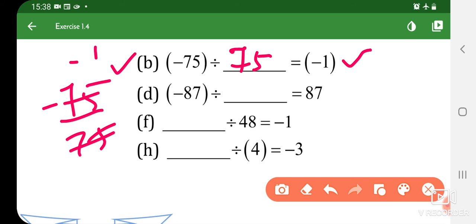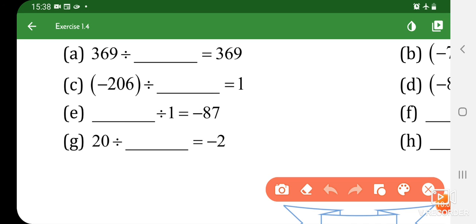That's why here it is minus 1. So the answer is 75. So here, minus 206 divided by the answer, we get 1. So when both numbers are the same, that means here it is also minus 206. That time the answer we get is 1. So the answer is minus 206.